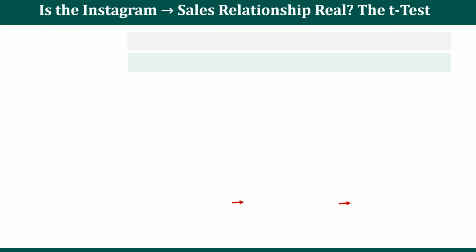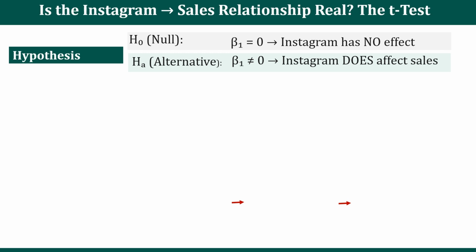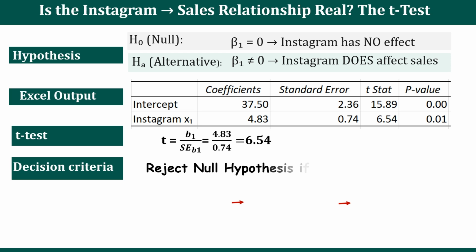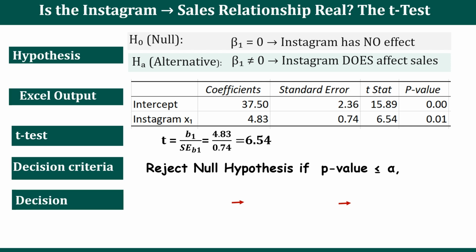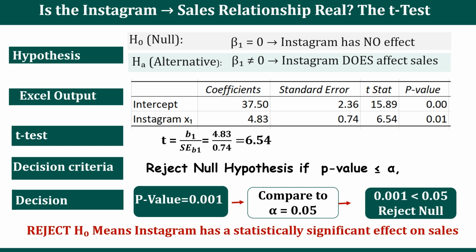That's regression, doing its job. But wait, is this relationship actually real? Let's test it. Our null hypothesis, beta 1 equals 0. Instagram has no effect. Our alternative hypothesis, beta 1 does not equal 0. Instagram does affect sales. Here's the decision rule. Reject the null hypothesis if the p-value is less than or equal to alpha. Here, our p-value is 0.01. Our alpha is 0.05. 0.01 is smaller. So, we reject the null hypothesis. Instagram has a statistically significant effect on sales.